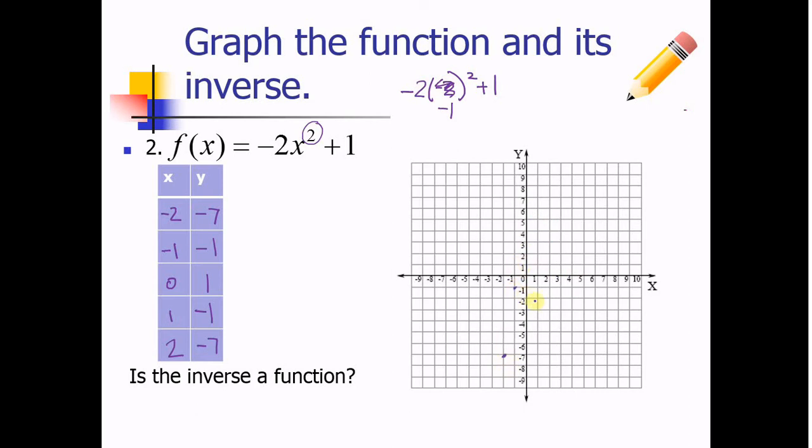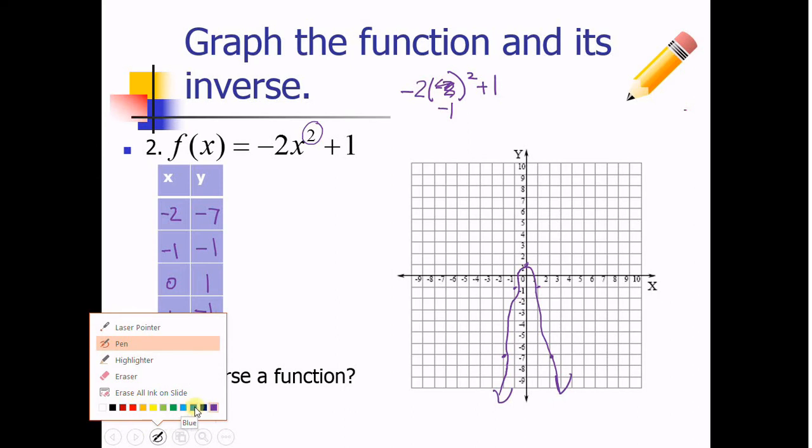-1, -1. 1, 0. Or 0, 1, excuse me. 1, -1. And 2, -7. Graph that. Whoa, that's a very wobbly parabola. Yours is going to be a lot better than mine. I know that for a fact.